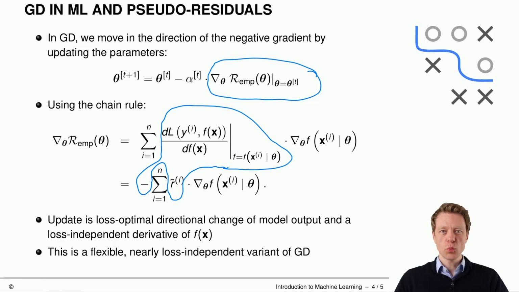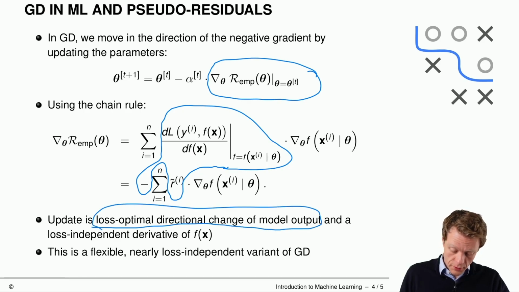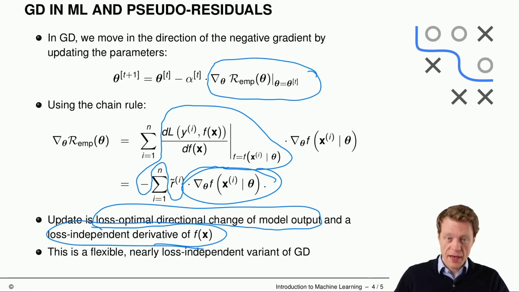So this means that we can split up the derivative of the empirical risk into two parts. The first part, the negative pseudo-residual, is a loss optimal directional change of the model output. And the second part is the derivative of f, which has nothing to do with the loss function whatsoever. So we look at the loss function and we look at the model, one thing at a time. And that's a very flexible variant and nearly loss independent of gradient descent.